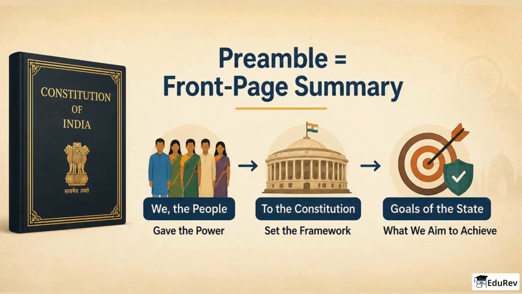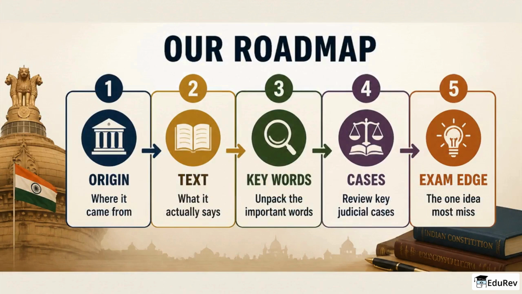a short map showing who gave power to the Constitution and what the state promises to achieve. We will begin with where it came from, move to what it actually says, unpack the important words, review key cases, and end with the one idea most CLAT PG aspirants miss.